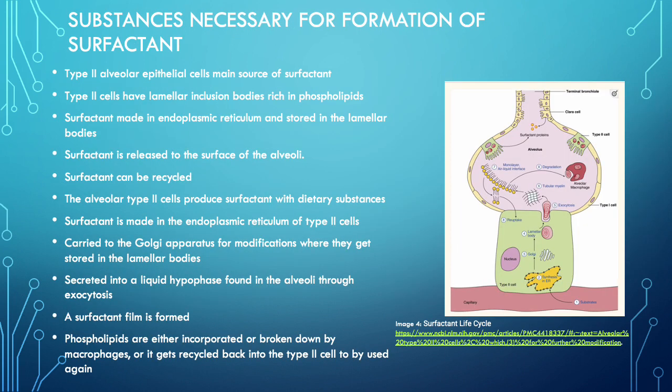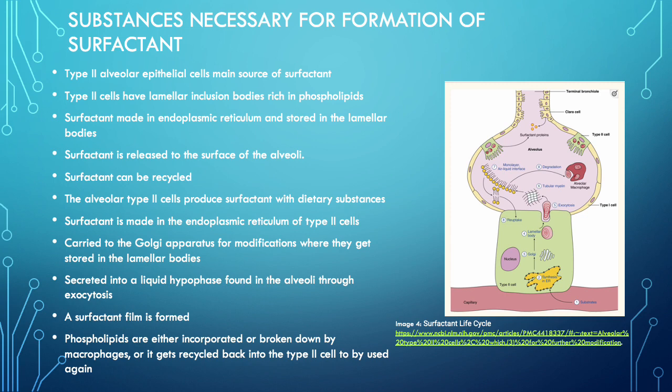The type 2 alveolar epithelial cells are the main source of surfactant. Type 2 cells have lamellar inclusion bodies that are rich in phospholipids. This is a substance that is similar to surfactant. At one time, it was believed that surfactant was made in the lamellar bodies, but it has been shown that it is made in the endoplasmic reticulum and stored in the lamellar bodies before it is released to the surface of the alveoli. Newly made phospholipids are moved from where they were made to the lamellar bodies by phospholipid transfer proteins.